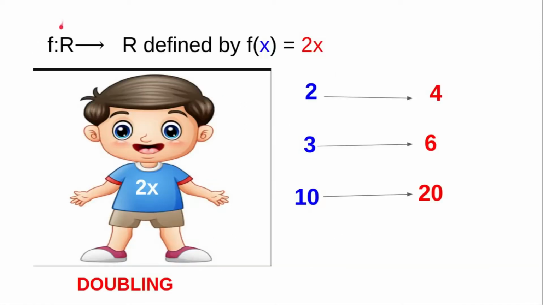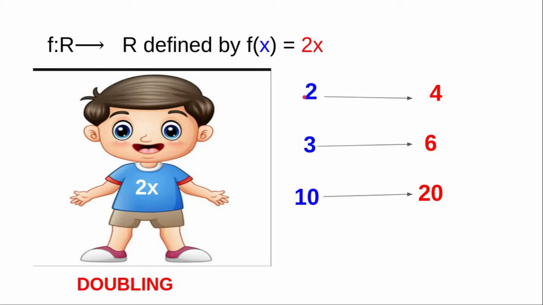Now we can take another example, that is f from R to R defined by f of x equal to 2x. Actually the word function means operations, that means doing some work. Here we can take an example, f of x equal to 2 into x. Here we can take a boy and a girl from our class, our virtual classroom. This boy is doing a work, that is doubling a number. That means if you give a number to this boy, he makes it 2 times the number, that is 2x. First of all, I am giving the number 2 to our boy.